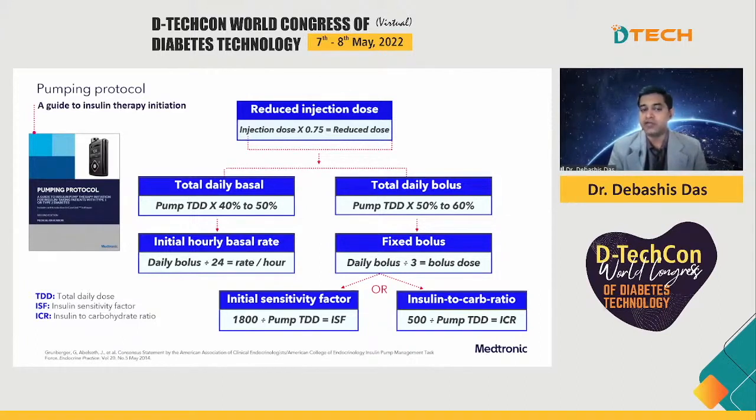Once you get the basal, you divide by 24 to get the hourly basal rates. And if you have the total bolus and you are not using a bolus wizard, then you can divide it by 3, or you can do a little permutation and combination depending on the quantity and quality of food you take in different meals. Then you can calculate the ISF, insulin sensitivity factor, which is a standardized formula, and the insulin to carb ratio. Although here we have taken 500, some recommendations are 300 or 350; it is very flexible, it's up to you. And for the insulin sensitivity factor, we have taken 1800, but some journals or recommendations use 1500 or 1700. Again, this is just a start. Once you start, you can always change it depending on the glycemic status and the trends.